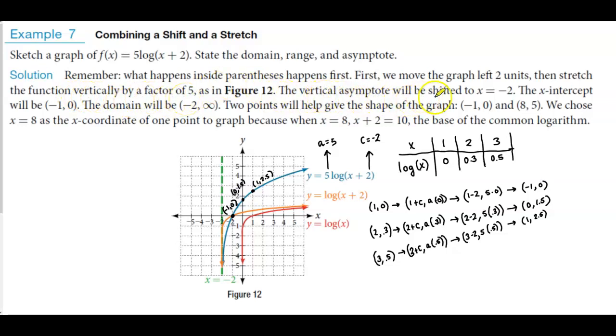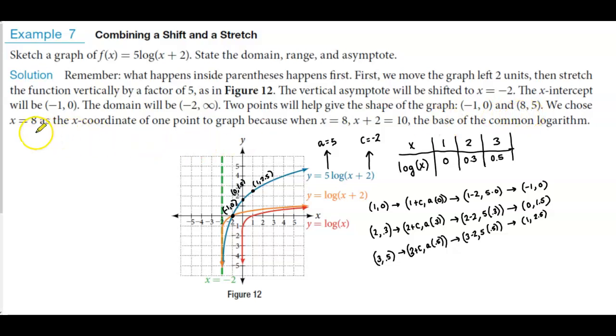The vertical asymptote will be shifted to where c is equal to -2, so x equals -2 is the vertical asymptote. The x-intercept will be (-1, 0). Now the domain will be -2 to infinity, since we shifted it to the left 2 units. The 2 points that will help give the shape of the graph are (-1, 0) and (8, 5).